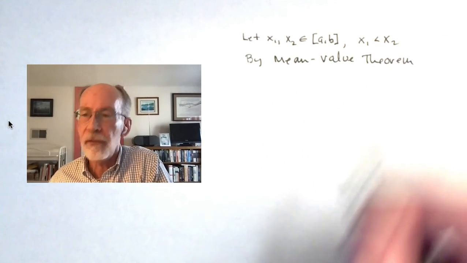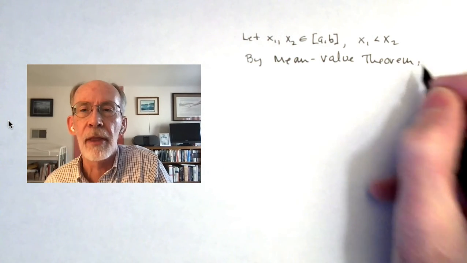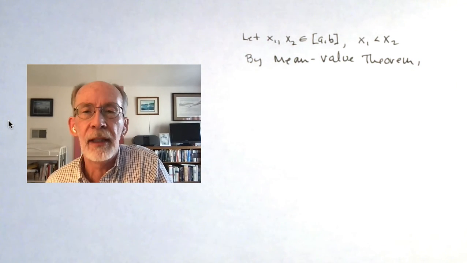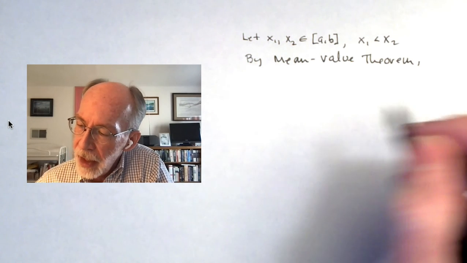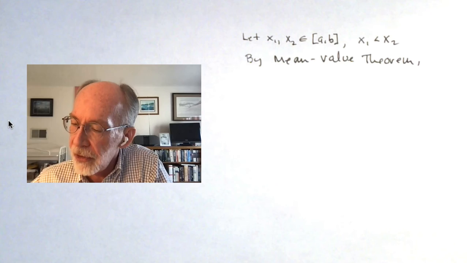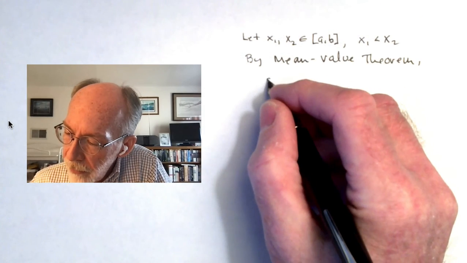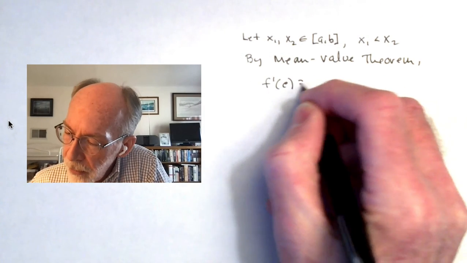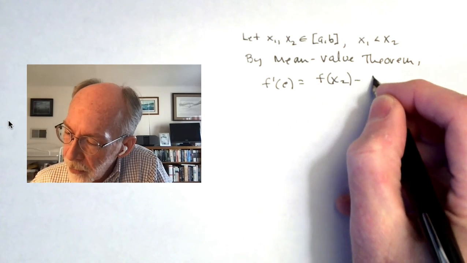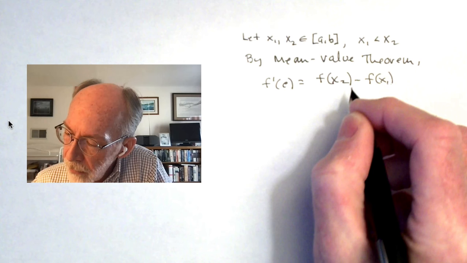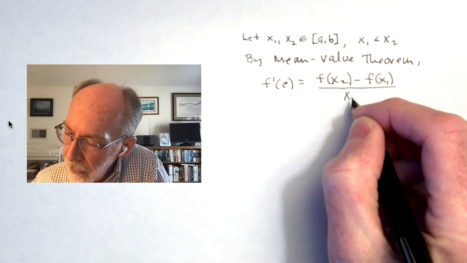So by the mean value theorem, the following thing is true. There exists at least one number c, in open x1, x2, such that f prime of c is equal to f of x2 minus f of x1 all over x2 minus x1.